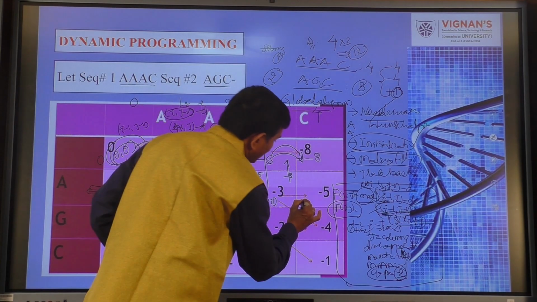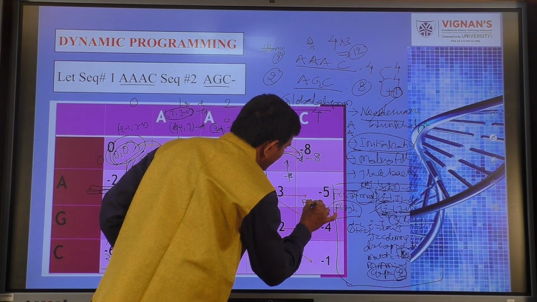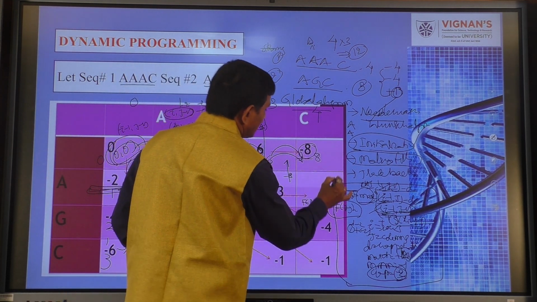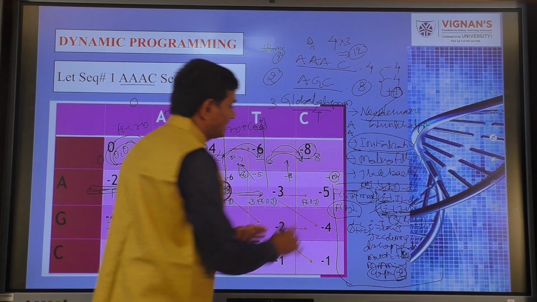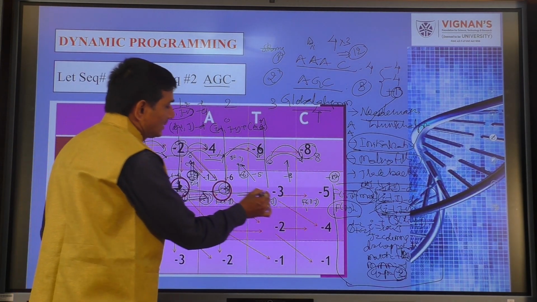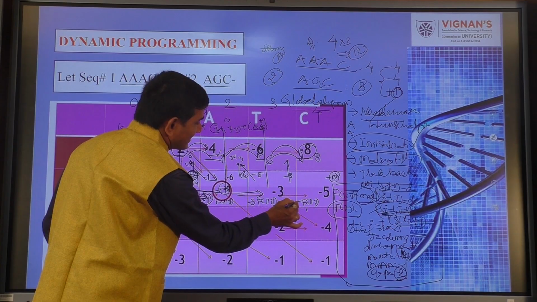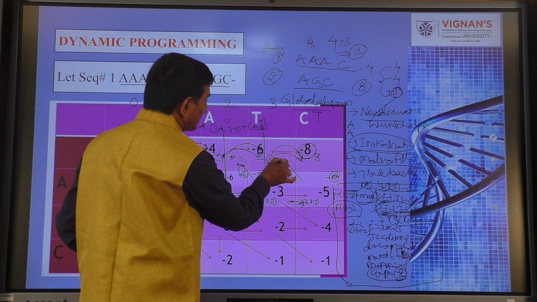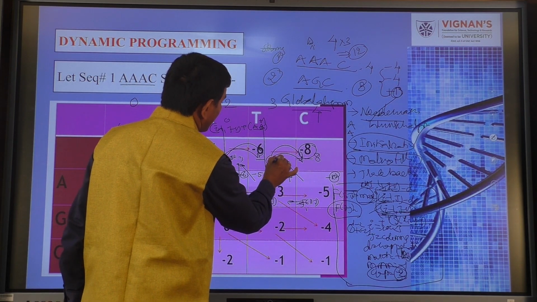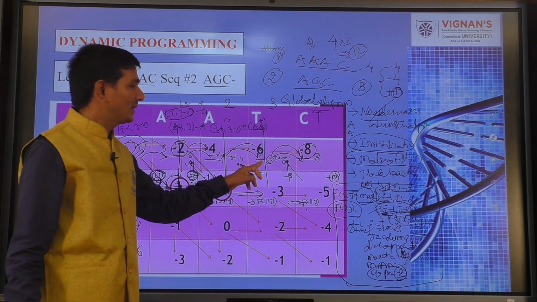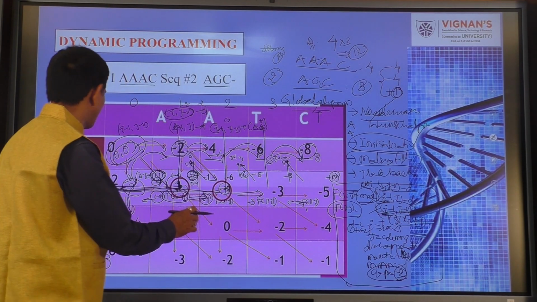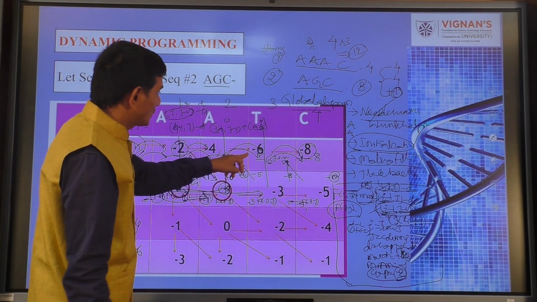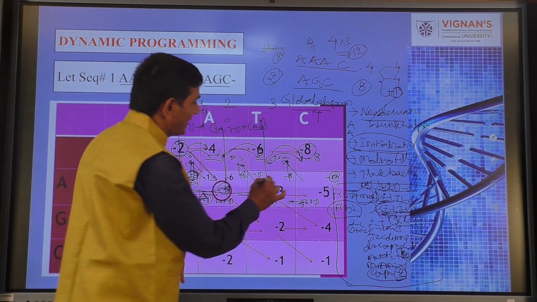Next, coming to the next box, the address of this box is f of i comma j. So, change in row, the value is minus 8. So, minus 8 minus 2 is minus 10. Similarly, change in column, that is to the left, the value is minus 3. So, minus 3 minus 2 is minus 5. Next, diagonal. The address of this diagonal box is i minus 1 comma j minus 1. The value in the diagonal box is minus 6, and coming to the row coordinate A and then column coordinate C, A versus C is mismatch. So, minus 6 minus 1 is minus 7.